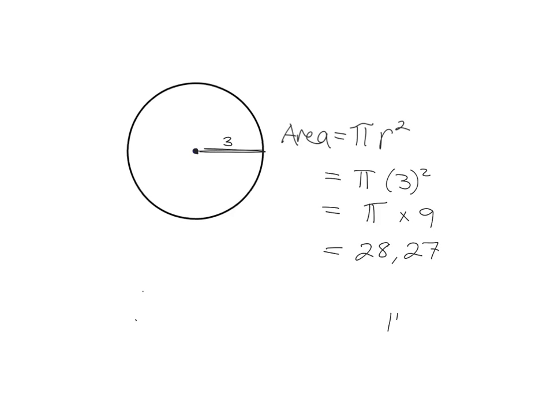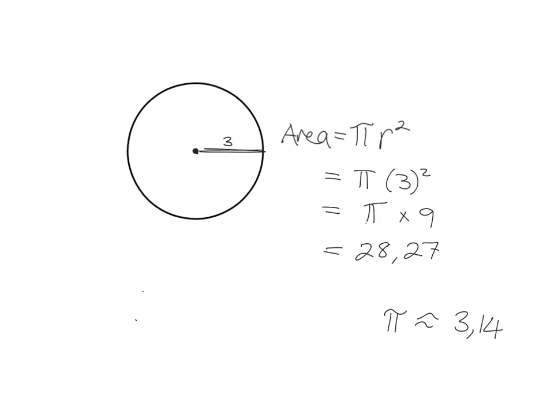If your calculator doesn't have a button for pi on it, you can always just use an approximate value for pi. Because remember, pi goes on and on and on. You can almost just say, look, pi is about 3.14, right? So you can always substitute that for pi. So 3.14 multiplied by 9 gets you to somewhere around 28.27.